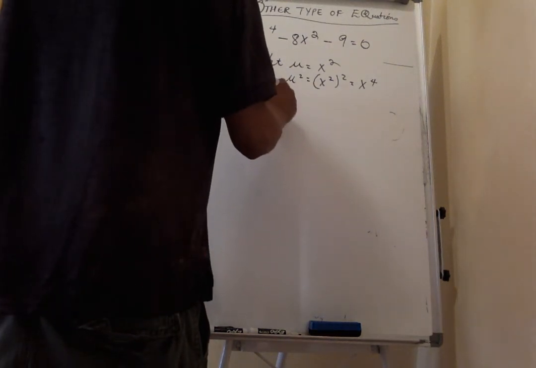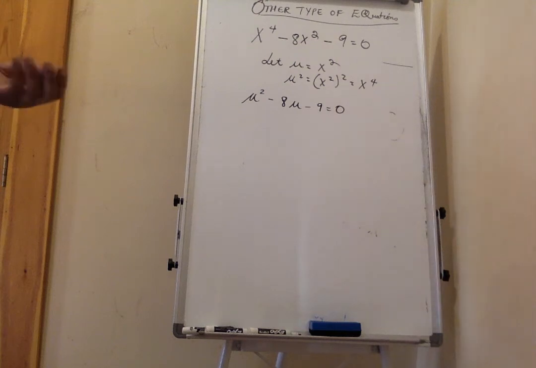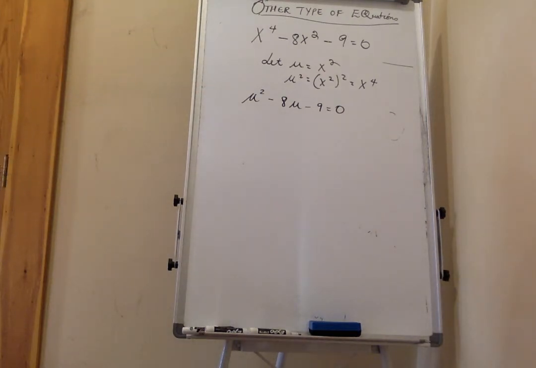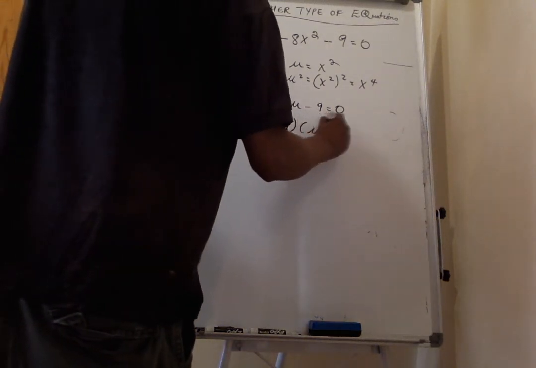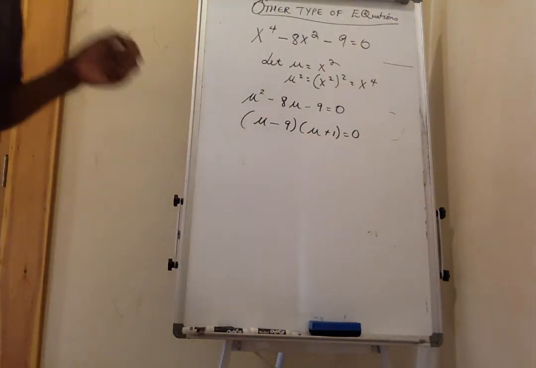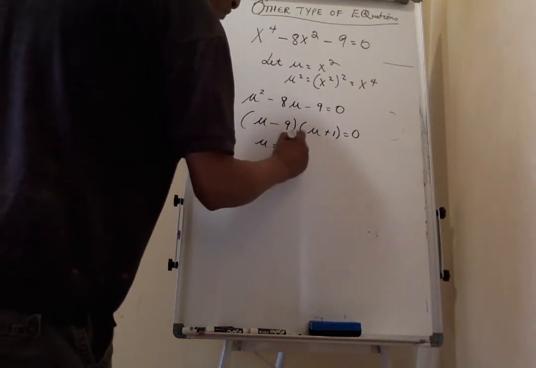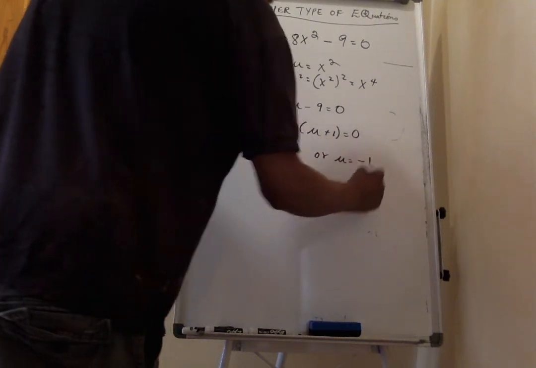So I'm going to rewrite this in terms of u. This would be u squared minus 8u minus 9 is equal to 0. Now it is a trinomial, I can factor this. Two numbers multiplied will give us negative 9, and added will give us negative 8. The larger number has to be negative, so negative 9 and 1. So you have u minus 9 and u plus 1 is equal to 0. If u minus 9 is equal to 0, then u equals 9. And if u plus 1 is equal to 0, u equals negative 1.